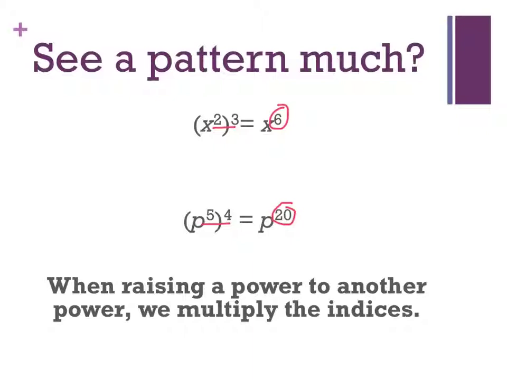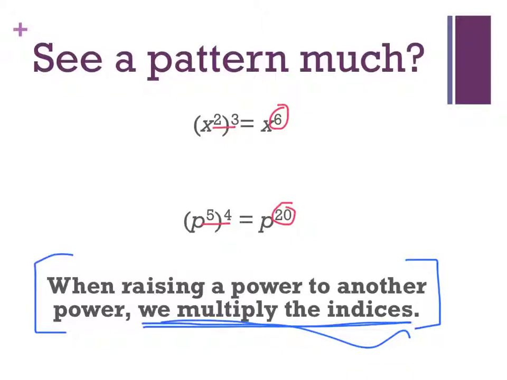So, my new rule becomes, when raising a power to another power, all we have to do is simply multiply the indices. If I have a bracket and I'm raising it to another power, in order to work it out, I simply multiply the indices. So let's have a look at a few examples.